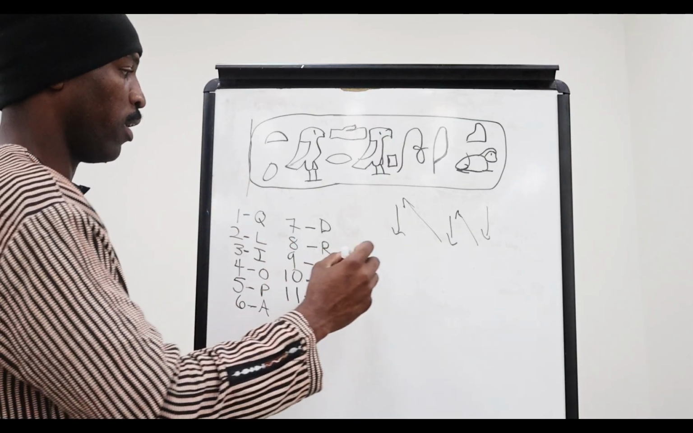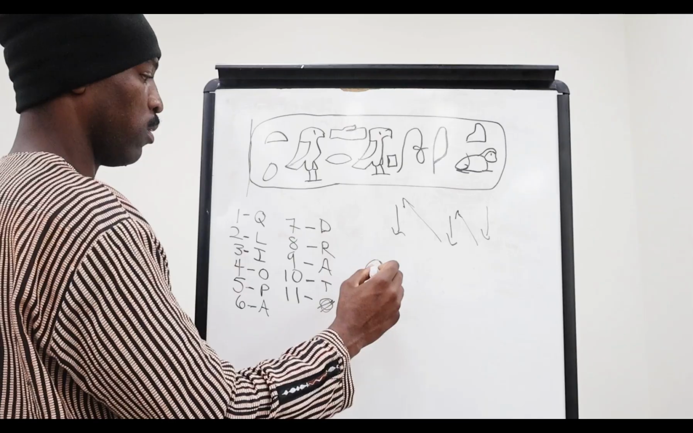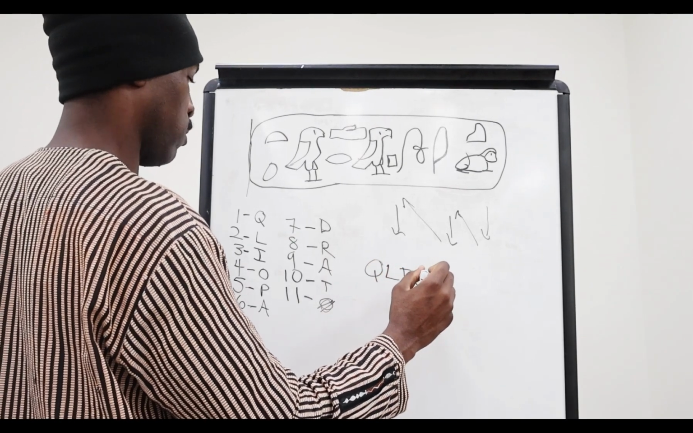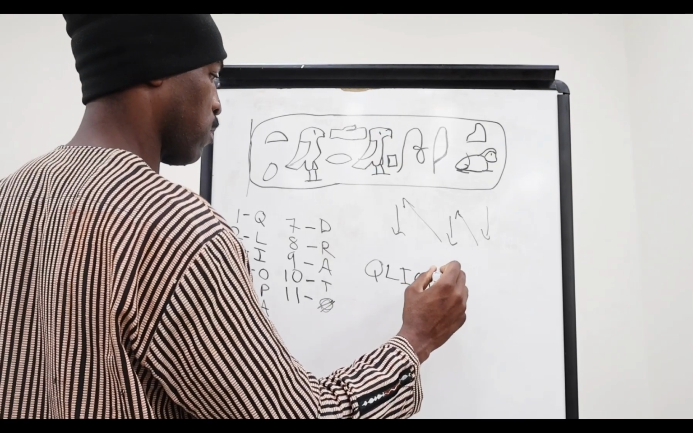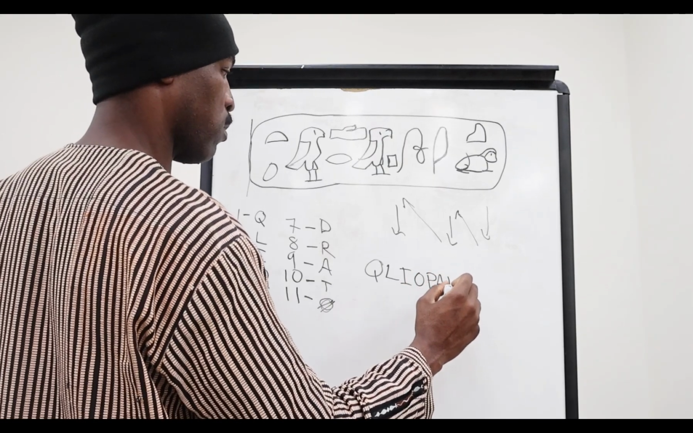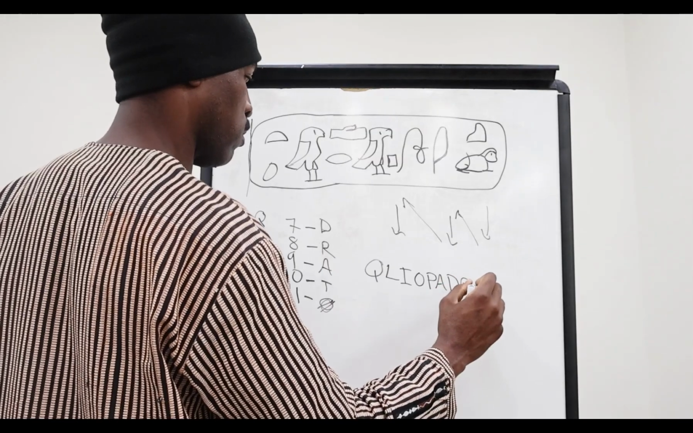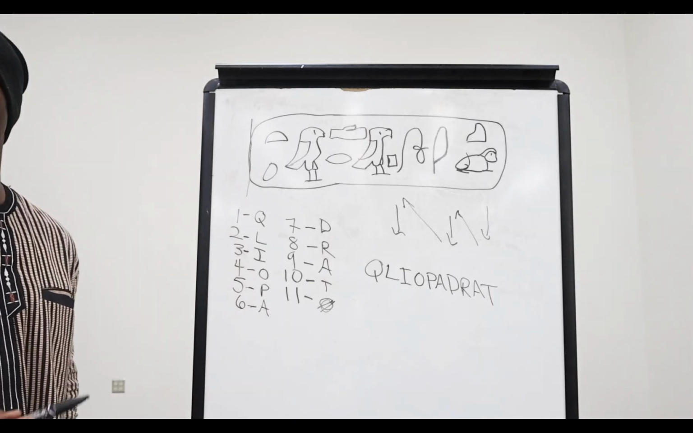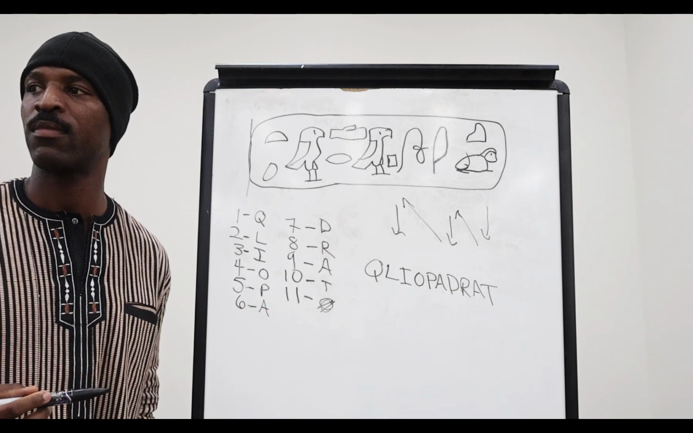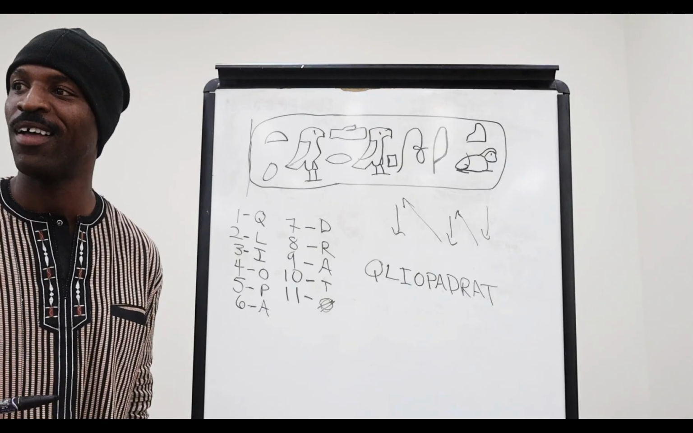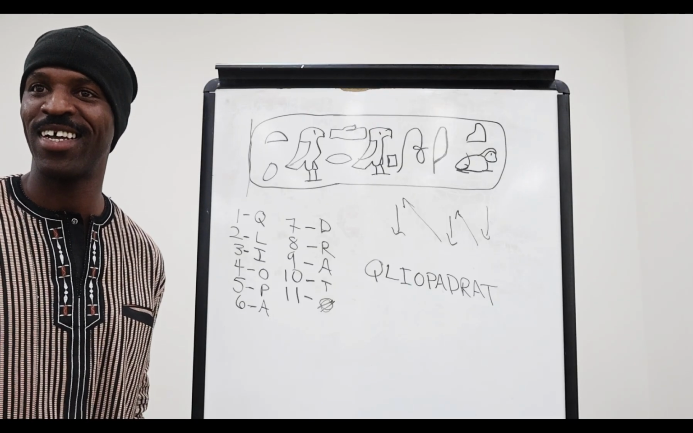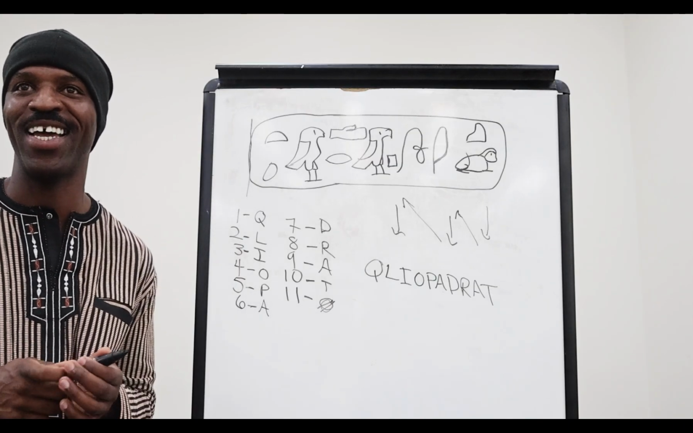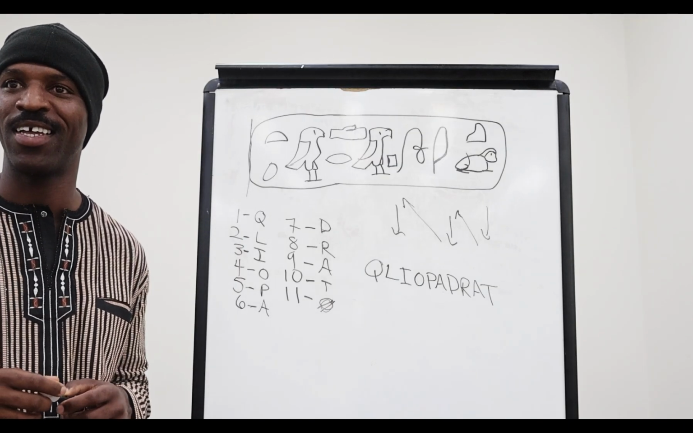So now let's put this together. We get, this is someone's name. Do you know what name that is? What name is it? Cleopatra. Say it loud. I can't hear you. I gotta make sure you got it right. Cleopatra.